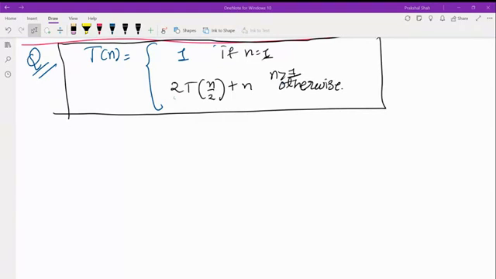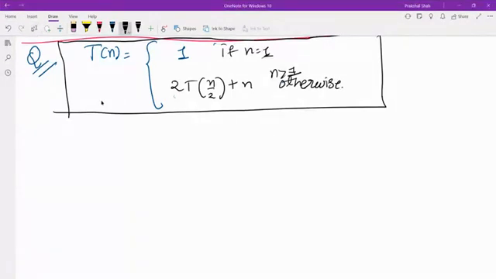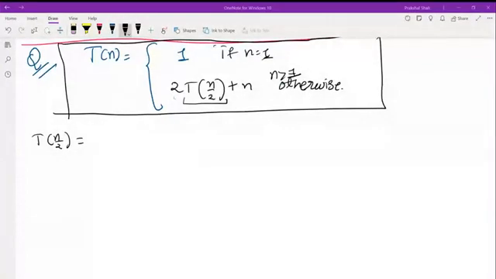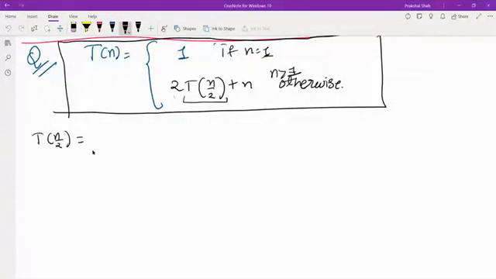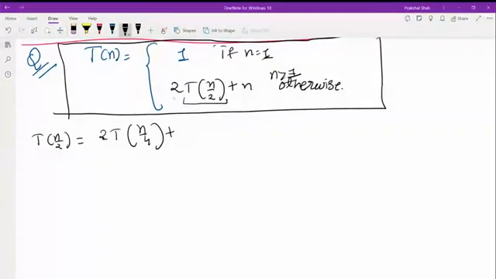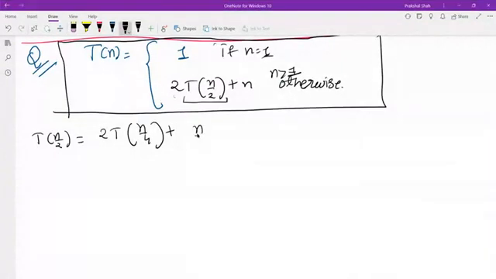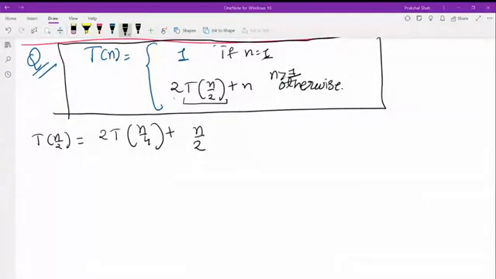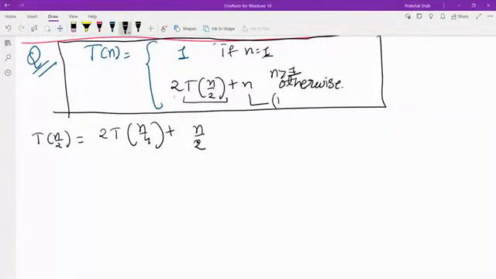Okay, so can you see here we are using T of n by 2. So let's find T of n by 2 first. If I find T of n by 2 here, what will I get? I will get 2T(n/4) + n/2. Right? So this will be my first equation, and this will be my second equation.